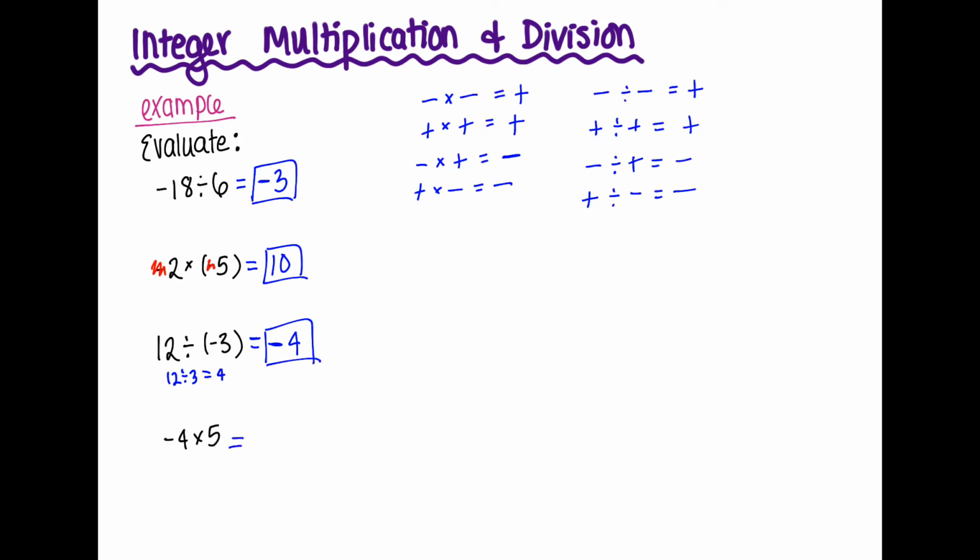Finally, negative 4 times 5, there is one negative there, which means our answer will be negative. 4 times 5 is 20, so negative 20 is our answer. So just remember, if you have two negatives, they come out to a positive. If it's one negative, one positive, it's going to come out negative. That's the really important thing from this topic.